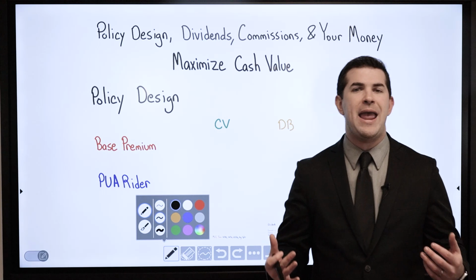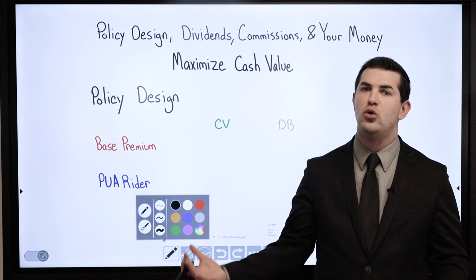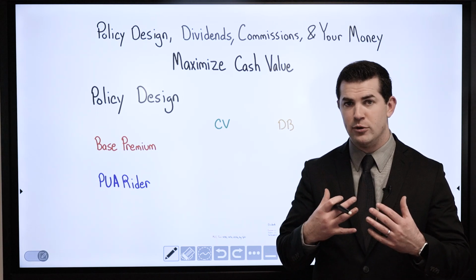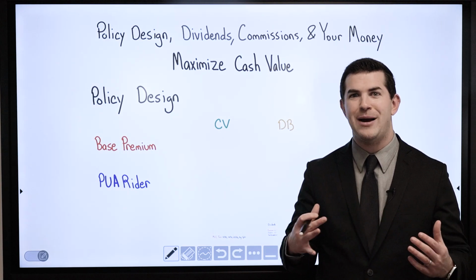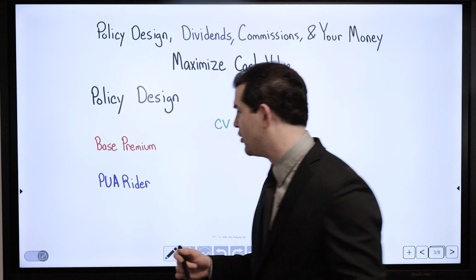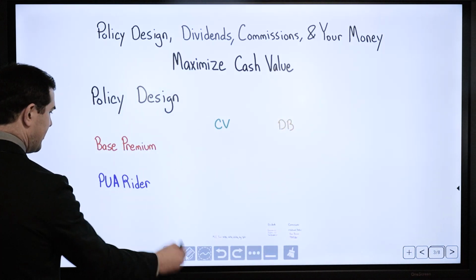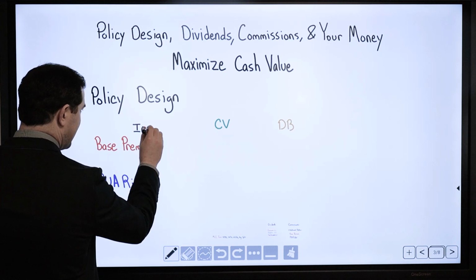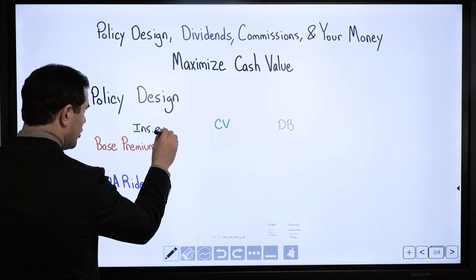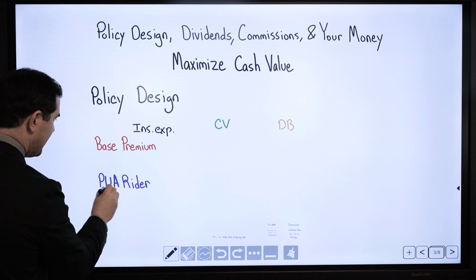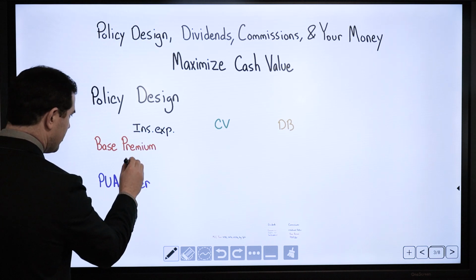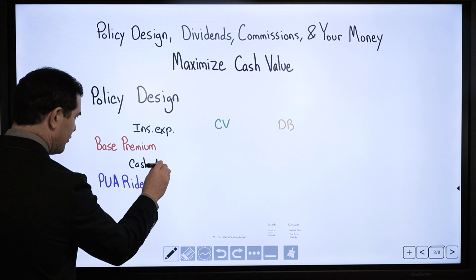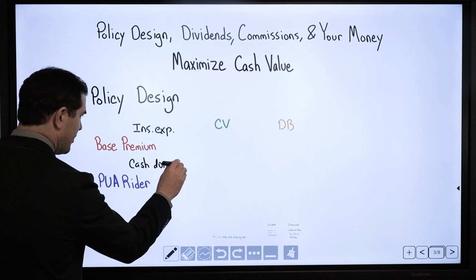If I'm going to pay any amount of money into a whole life insurance policy, I, the consumer, can choose where my money goes. The thing is, it can go towards either the base premium, which I'll often refer to as the initial insurance expense, or towards the PUA, which stands for paid up additions rider. I'll refer to this as a cash dump in, and you'll see why here in a second.